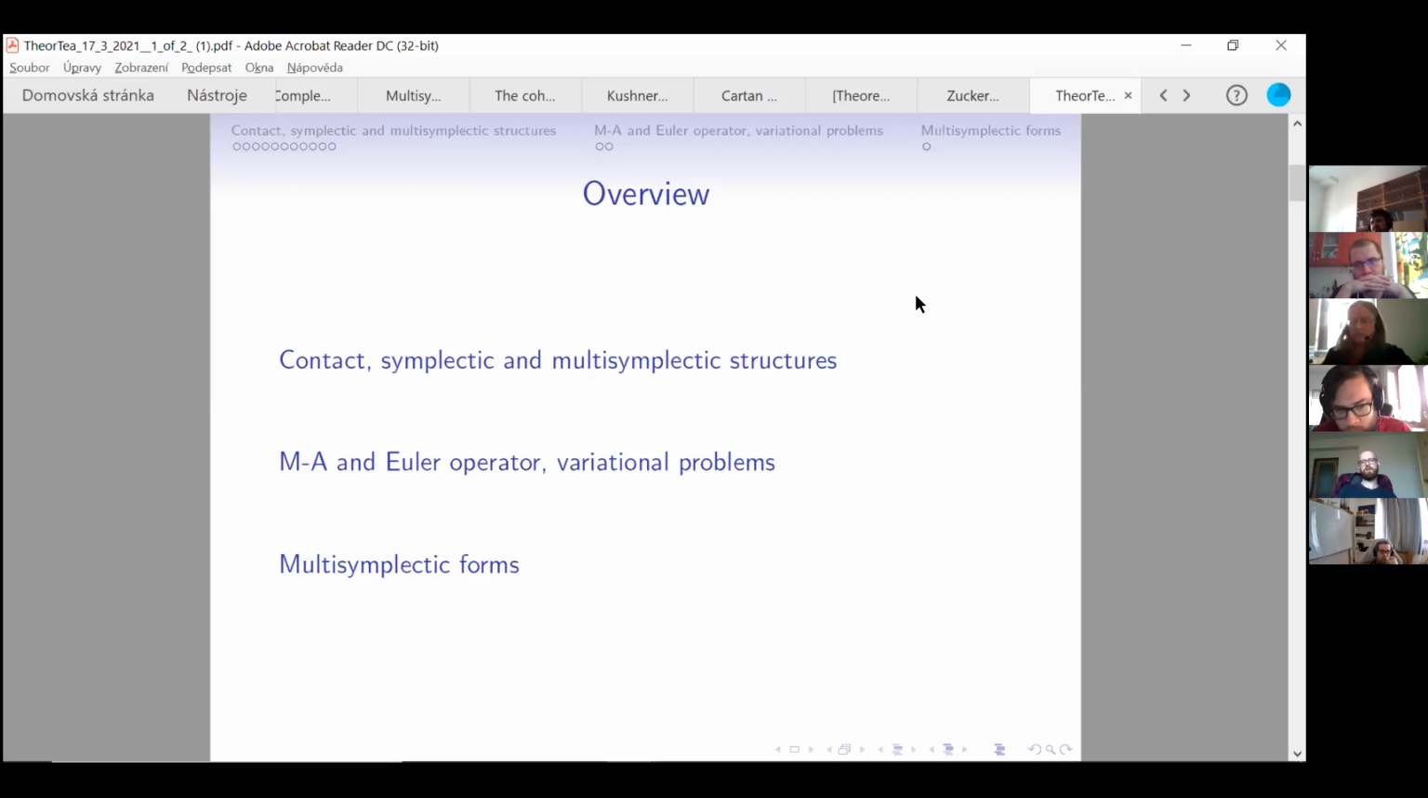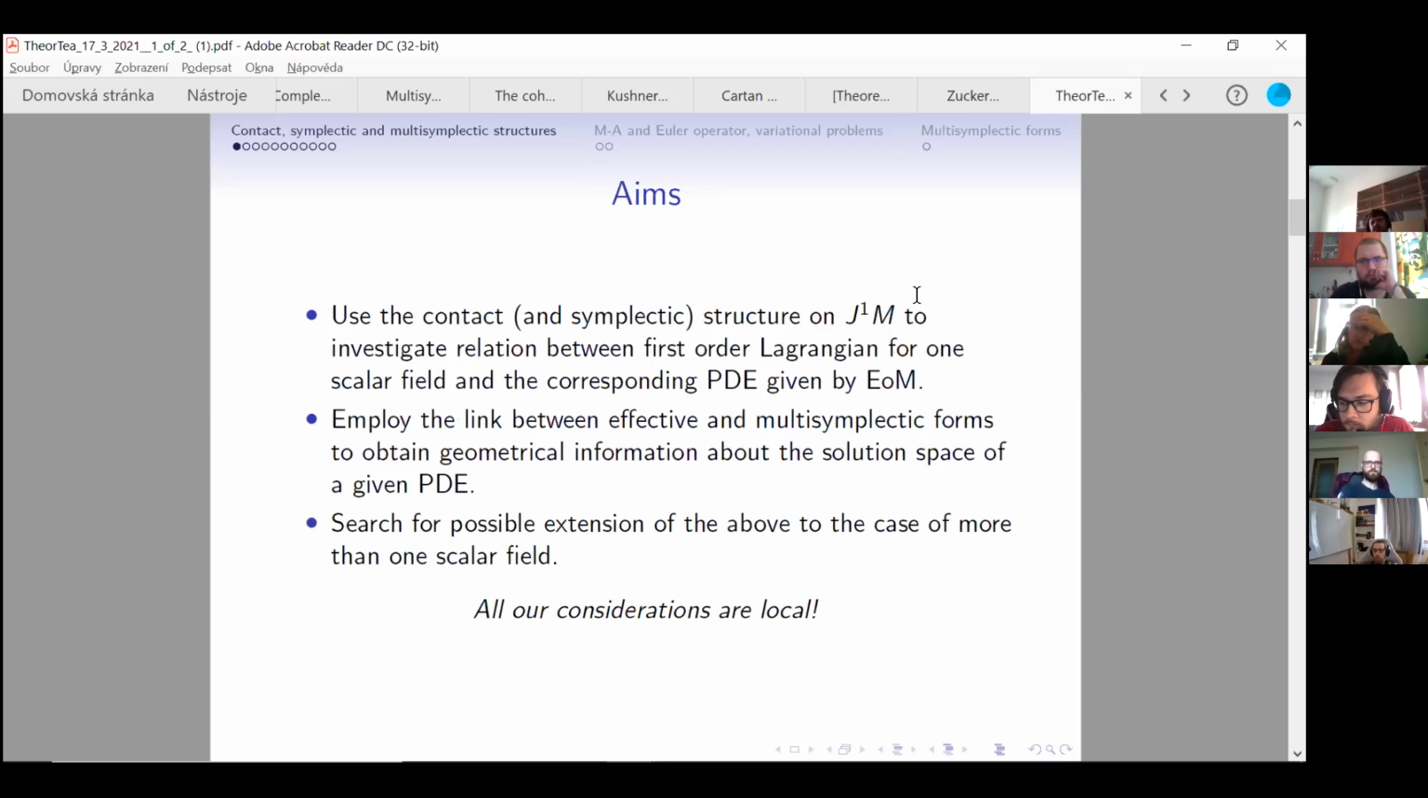And then we will see what kind of tools we can develop using the contact and symplectic geometry. We'll be living mainly, as a matter of fact, in this talk, only on J1M, the first jet space of smooth functions over M, where M is a smooth manifold. We will develop the notion of the Euler operator, and we will see how this operator can be related to variational problems. And that's more or less it. So let's go to work.